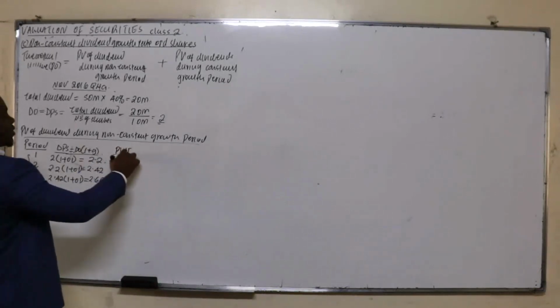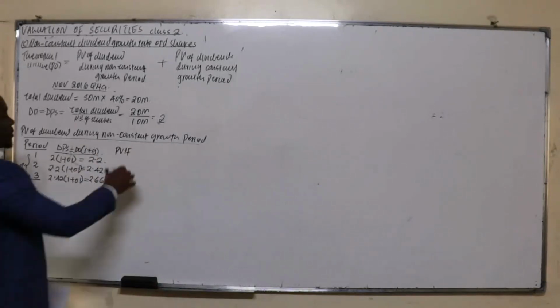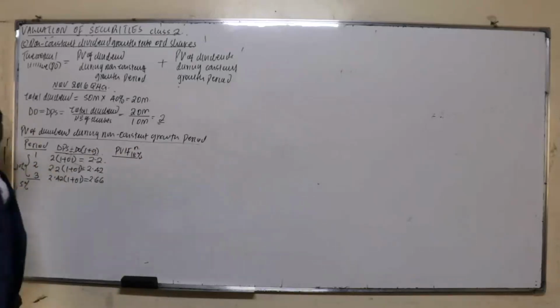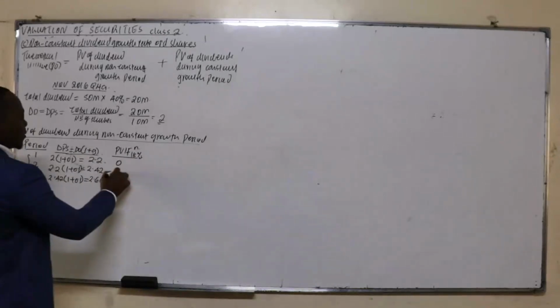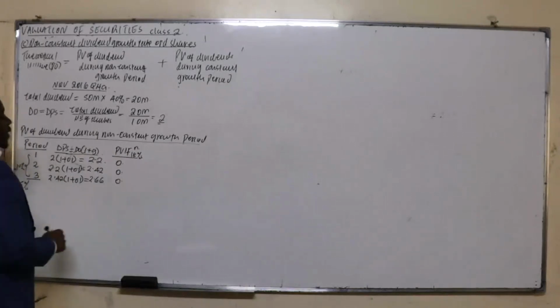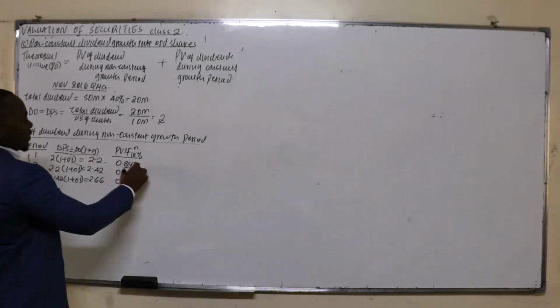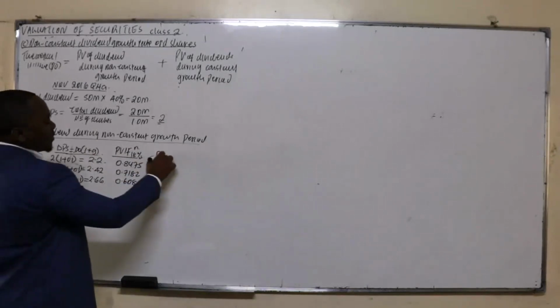Present value interest factor, the required rate of return we are told is 18%. Then period end. So we use the first table, since the dividends are not the same, therefore it's not an annuity. Year one is 0.847, year two 0.718, year three 0.609. Now let's get the present values.